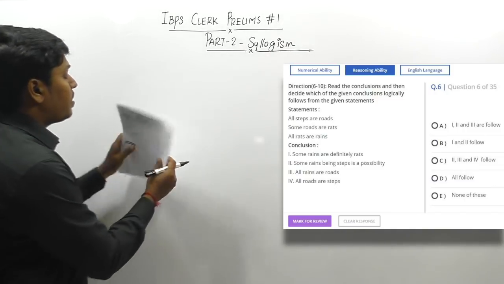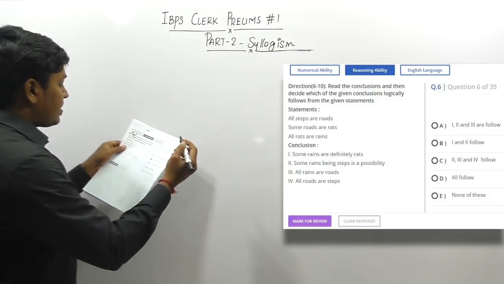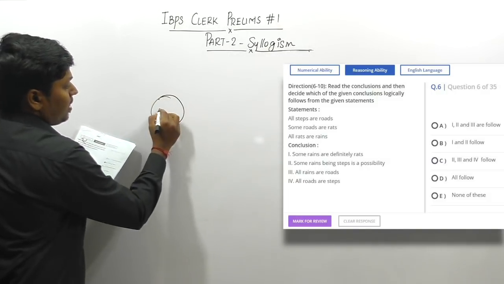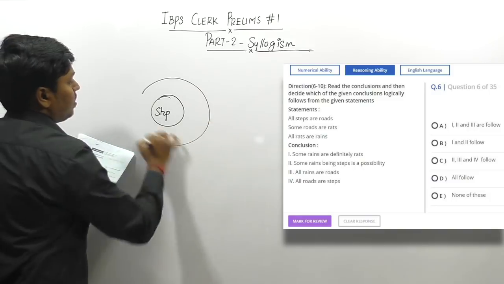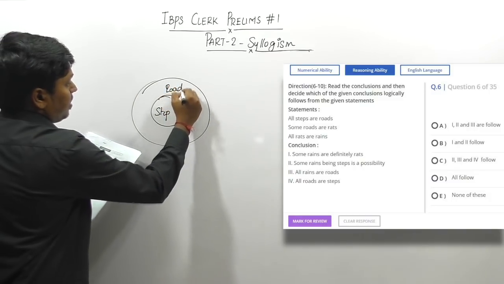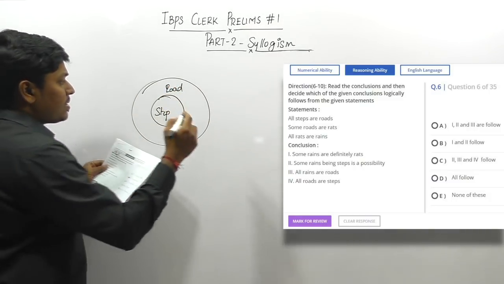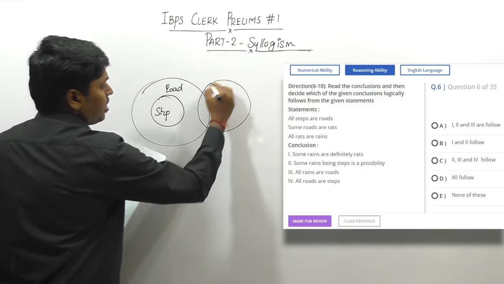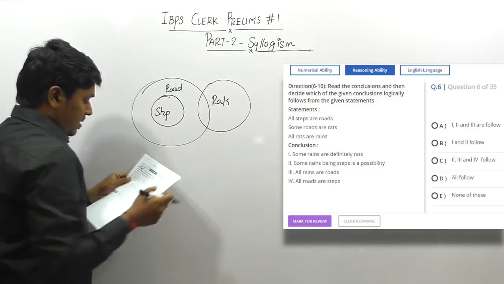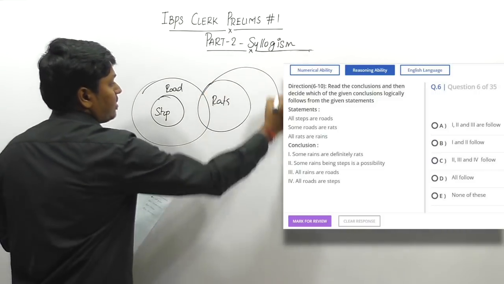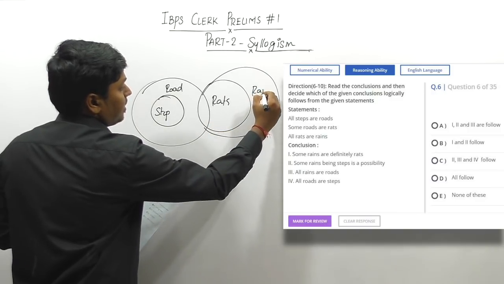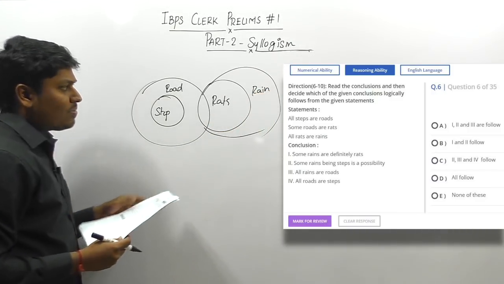Okay, so question number 1. And here the statement says all steps are road. So all steps are road. And the second is some roads are rat, right? You can see the question here. Some roads are rats. And the last is all rats are rain. So all rats are rain. So finally we have drawn the Venn diagram for the given statements, right?